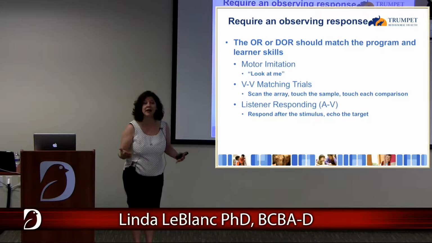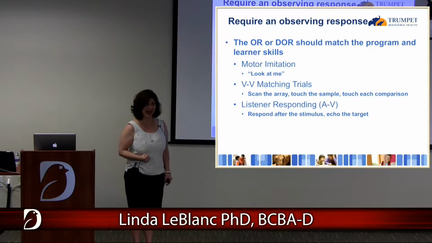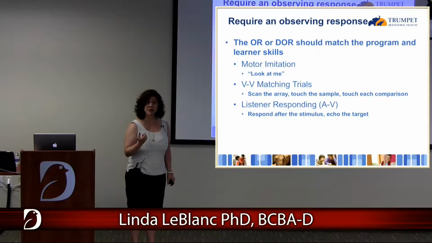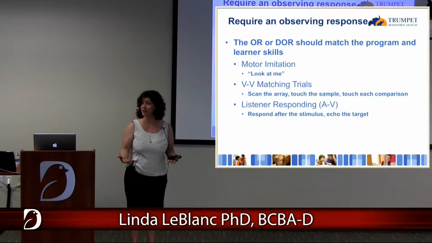So first, the listener should listen and only begin to respond after you've said the verbal stimulus. You could also have them do a differential observing response where they echo the target. I say red, and you say red, and point to one. You would only do that with a learner who has a bit of an echoic repertoire. If your learner does not have an echoic repertoire, you're obviously not going to pick that observing response.